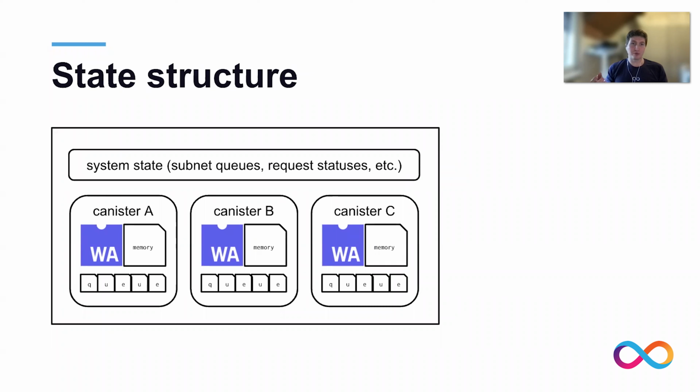For example, queues, which you call subnet queues. When you install a canister, it doesn't exist yet. The canister to be installed is stored in the queue, right? And if you send a request to the internet computer, the response is stored in what's called the state ingress history or request status buffer. This is also part of the system state. It does not belong to any canister. So this is one partition of the state.